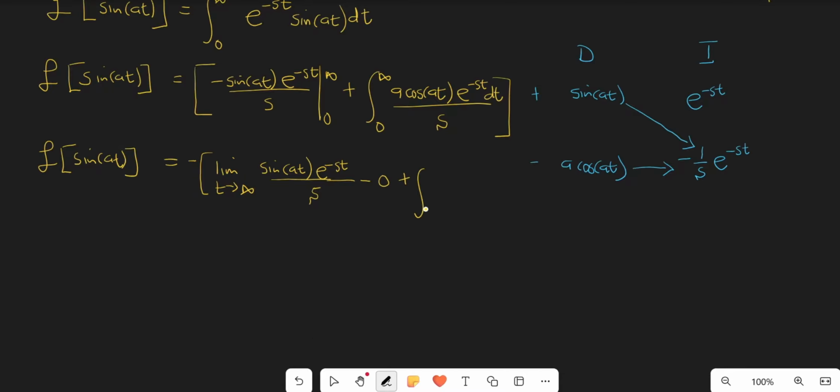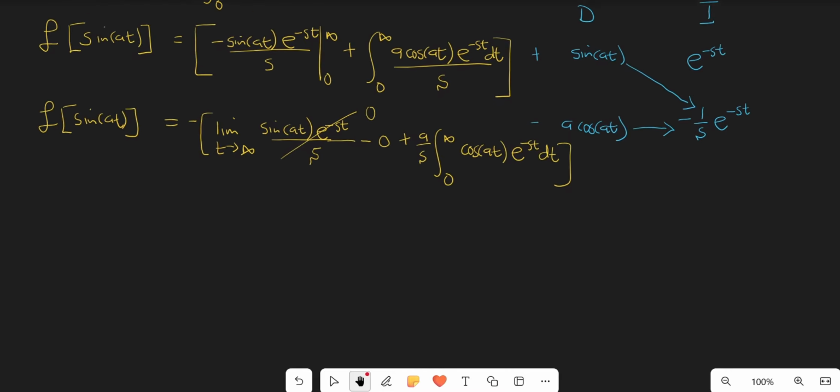Then we have plus the integral from 0 to infinity. A over s is a constant in this case, so I'm just going to factorize a over s out, and that is going to be the integral from 0 to infinity of cosine of at multiplied by e raised to the power negative st dt. As t approaches infinity, this one is going to approach 0 because the exponent is approaching negative infinity, which is multiplied by this. Everything is going to be 0 as t approaches infinity.